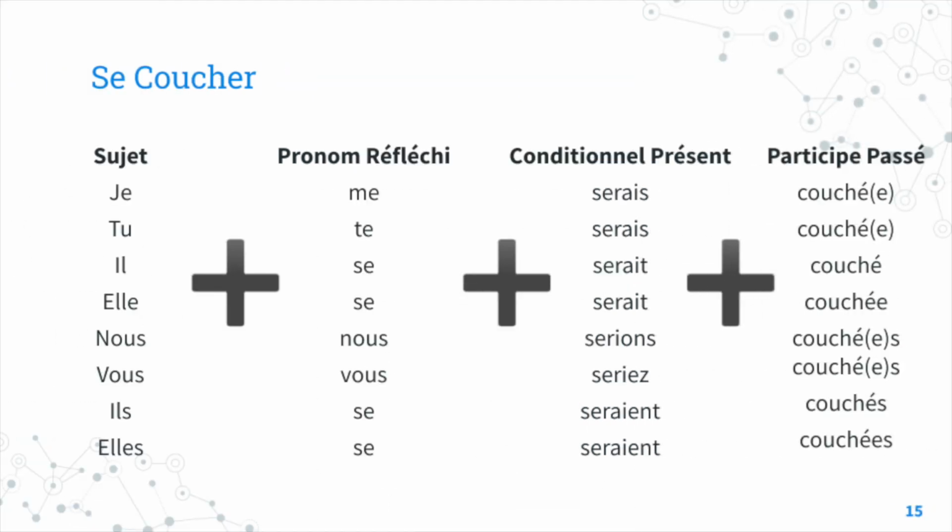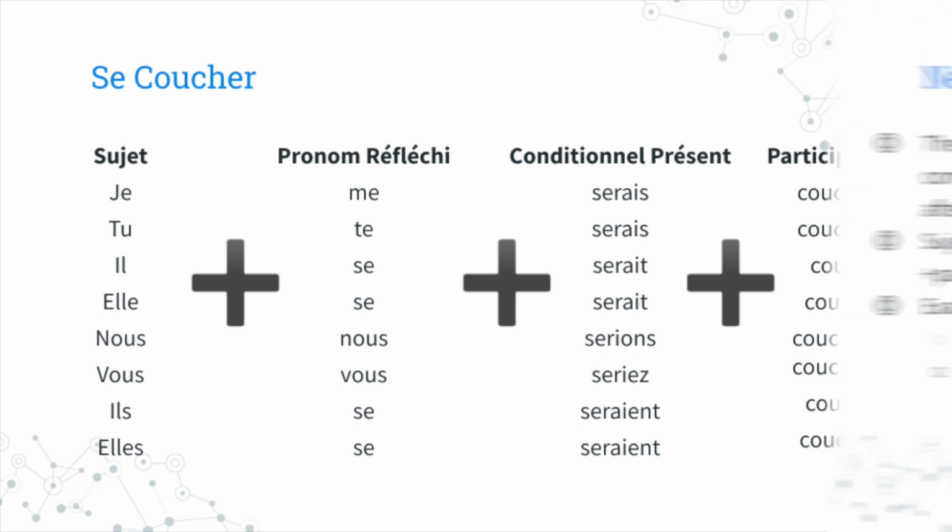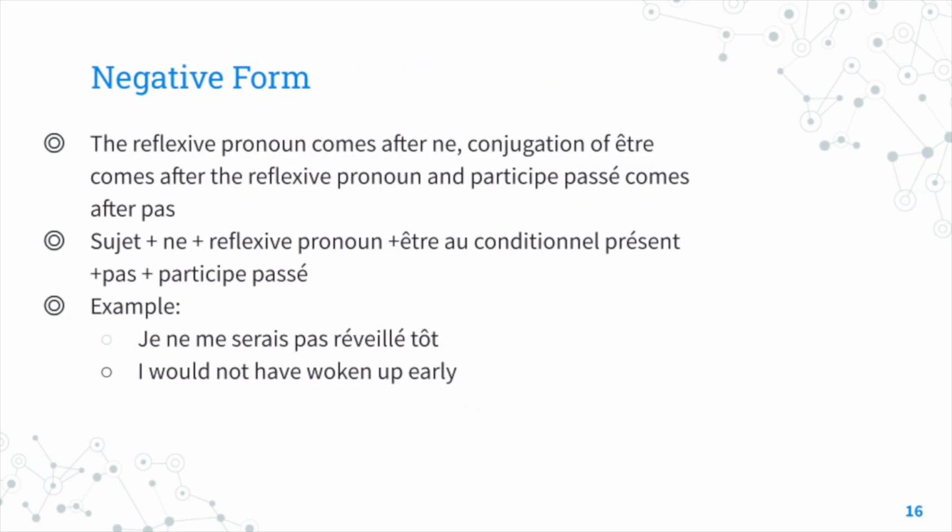So we have our sujet, then the pronom réfléchi, then être conjugated in conditionnel présent, then the participe passé of coucher, which is couché. So it will be je me serais couché, tu te serais couché, il se serait couché, elle se serait couchée, nous nous serions couchés, vous vous seriez couché, ils se seraient couchés, elles se seraient couchées.